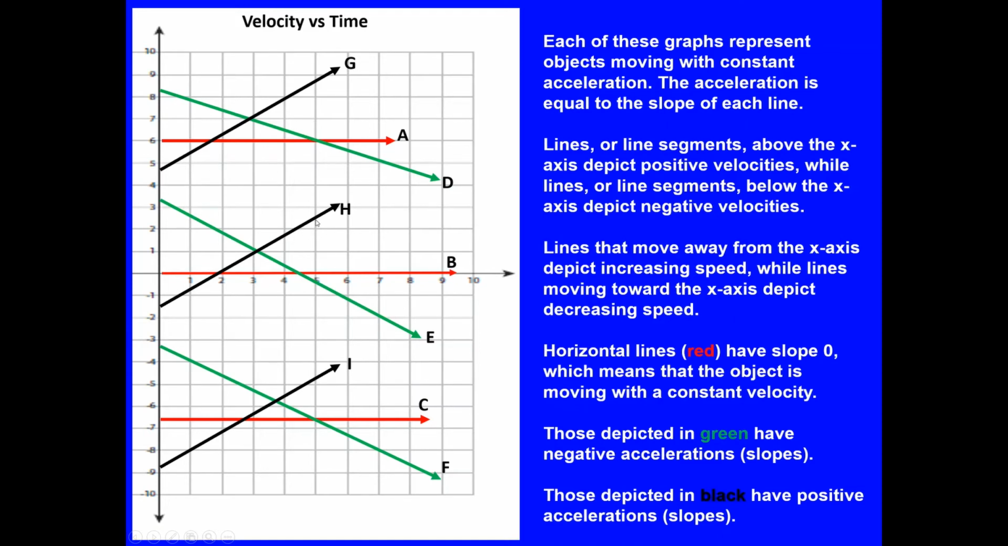H is interesting. It starts out with a negative velocity and then gets a positive velocity. That means it started out moving in the negative direction and then started moving in the positive. It changed directions. Crossing the x-axis in a velocity graph implies that the object is changing its direction. The object represented by D is slowing down while moving in the positive direction. F is speeding up while moving in the negative direction.